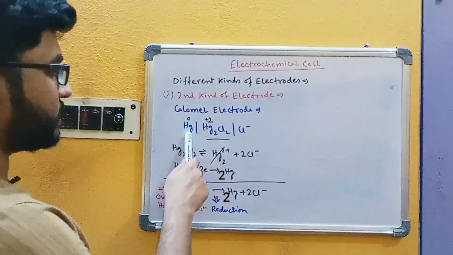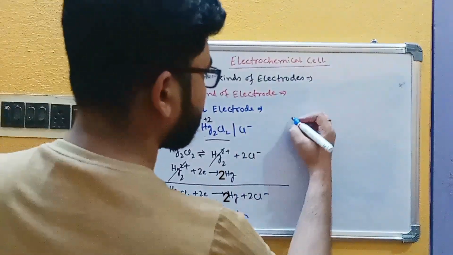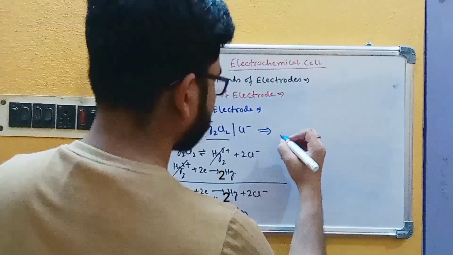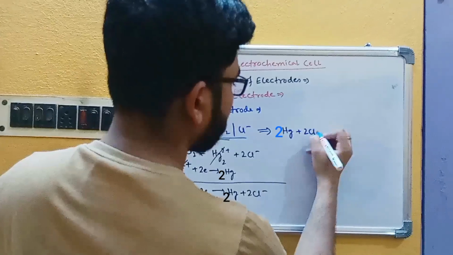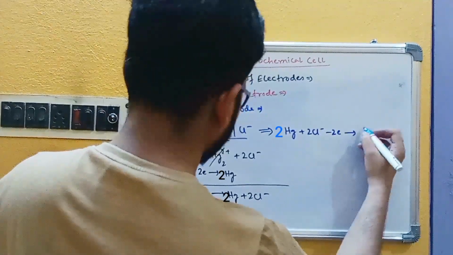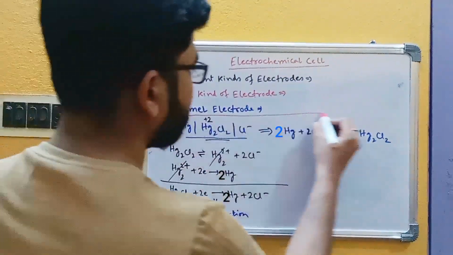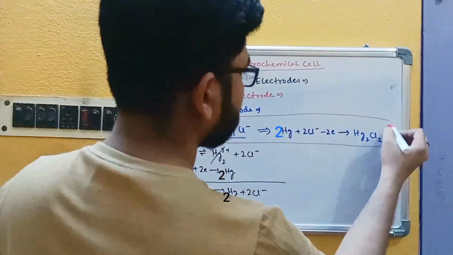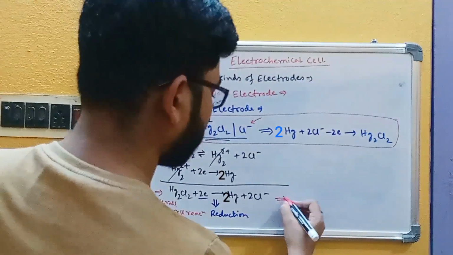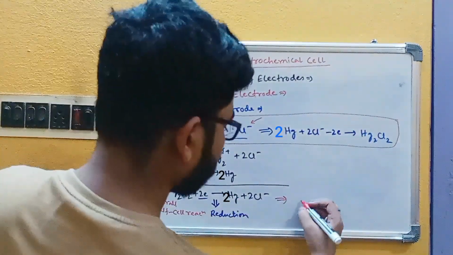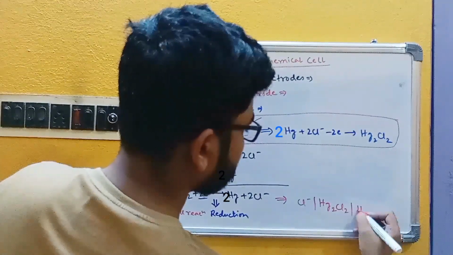But here we represent it as oxidation, so we have to reverse this whole reaction. If we reverse the whole reaction and write the half cell reaction corresponding to this cell, Ag plus 2Cl minus minus 2 electrons, and we get Ag2Cl2. So this is the half cell reaction of this second kind electrode. And if we write the half cell reaction corresponding to this reduction reaction, that will be Cl minus, Ag2Cl2, Ag.